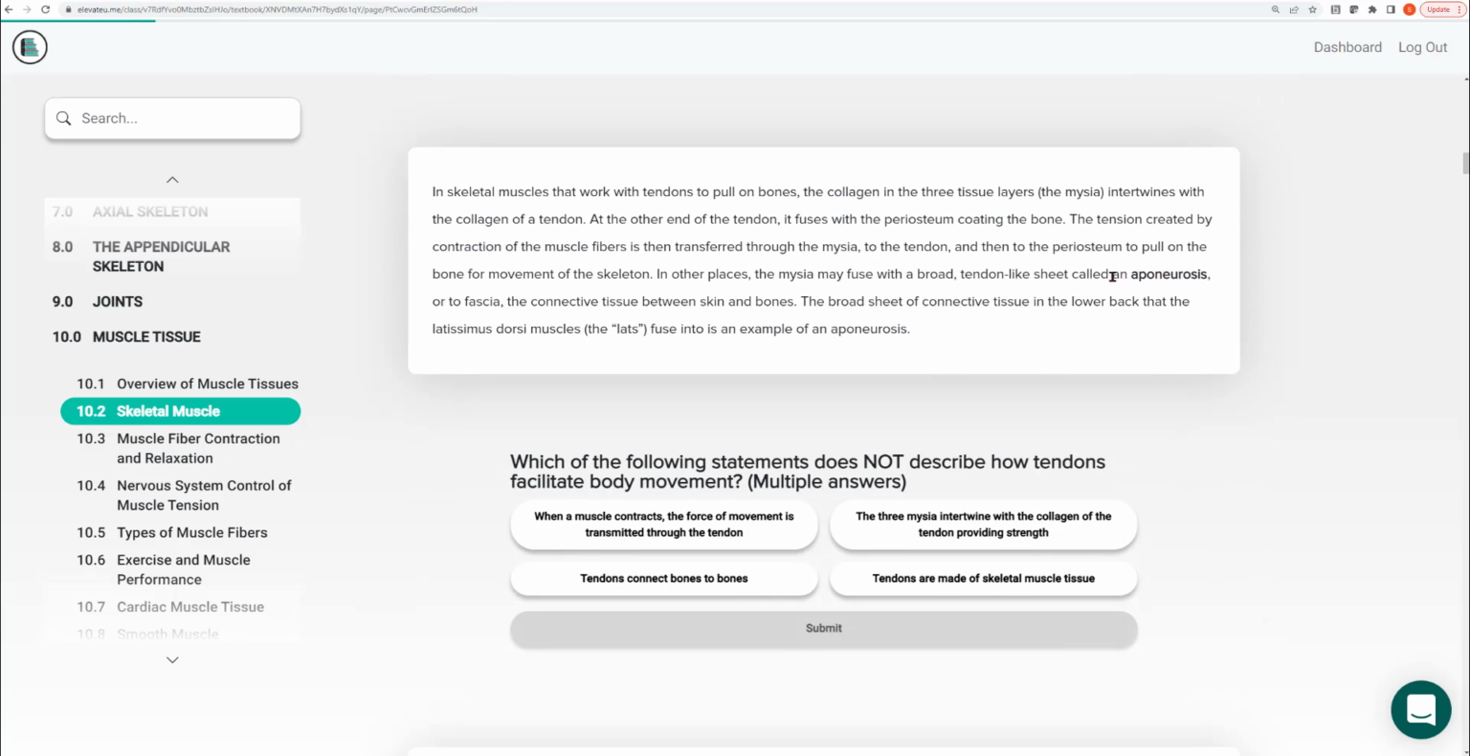Here's a term that I introduced last time, and that is an aponeurosis. An aponeurosis is sort of like a ligament or tendon, in that it's made of the same material. So an aponeurosis is made up of dense, regular connective tissue, and the job of an aponeurosis is to connect one muscle to another muscle. These are muscle to muscle connectors.